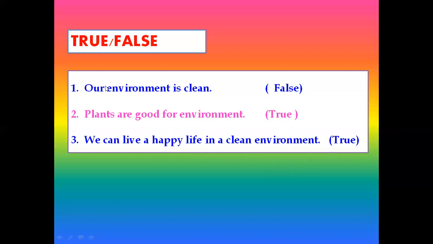Number one, our environment is clean. It is false. Number two, plants are good for environment. It is true. Number three, we can live a happy life in a clean environment. It is true.